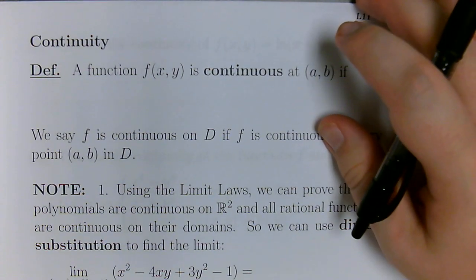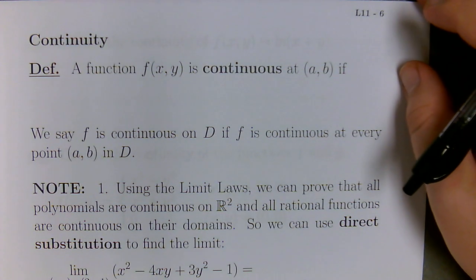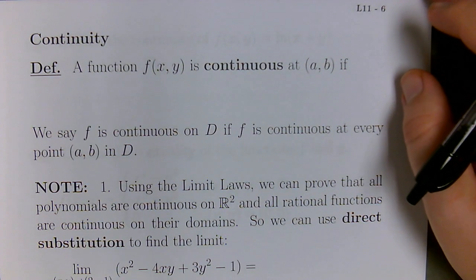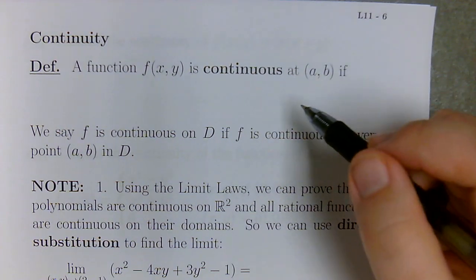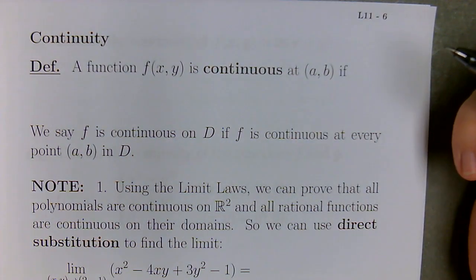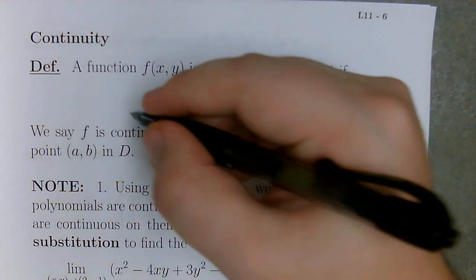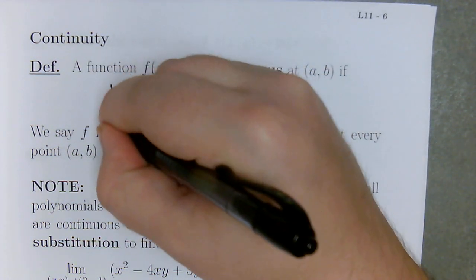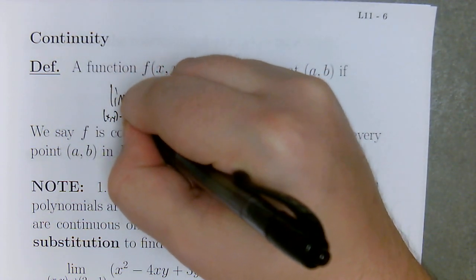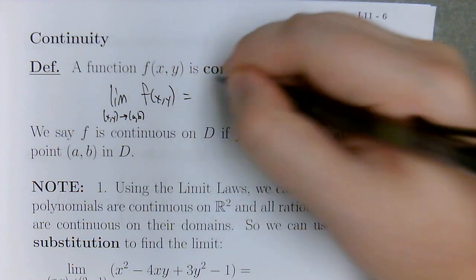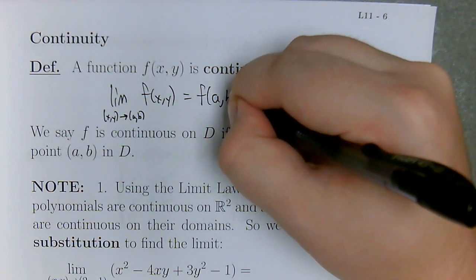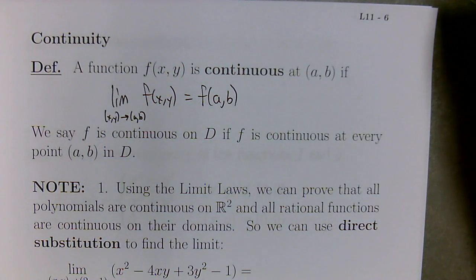All right, so we talked about limits of multivariable functions. Now let's turn our attention to continuity of multivariable functions. So the definition for continuity of a multivariable function will be pretty much identical to what it was for a single variable. So if we have the limit of x and y approaching a and b of f of x, y, and that's equal to f of a, b, then we're going to be continuous.